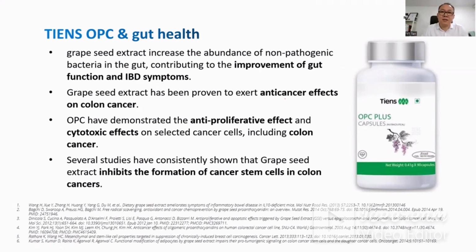So people who are having IBD symptoms, who are already having colon problems like cancer, inflammations, leaky gut, and so on, then they should take OPC. OPC is a must because OPC is a very strong antioxidant, and it is also helpful for all these colon diseases, especially colon cancer. Grapeseed extract has been proven to exert anti-cancer effects on colon cancer.